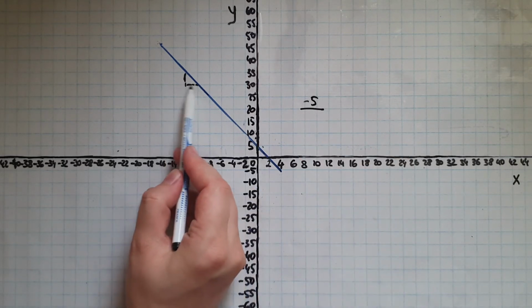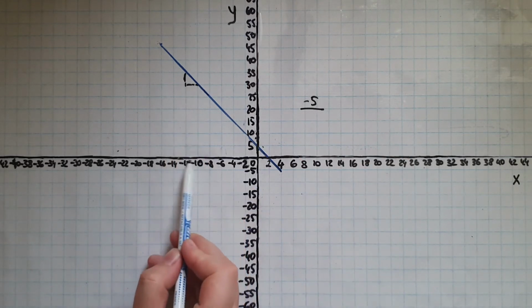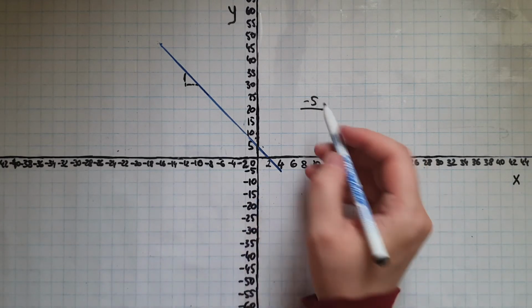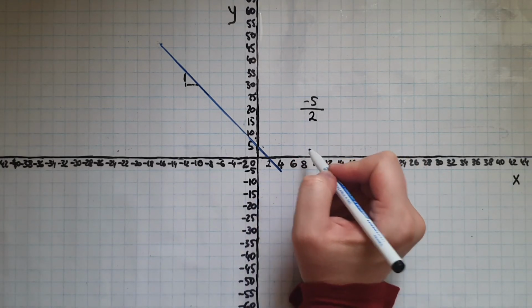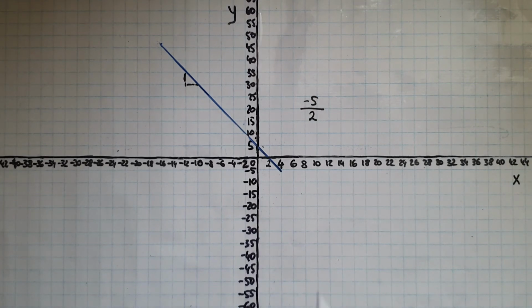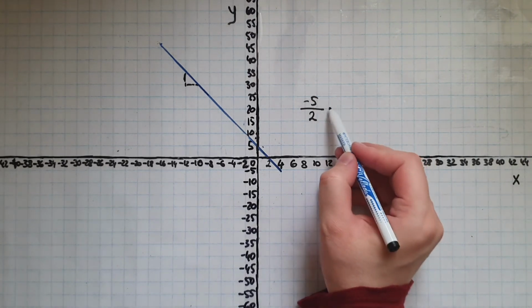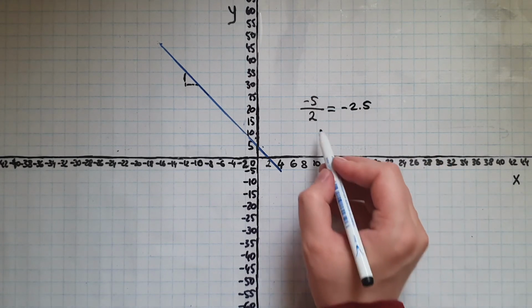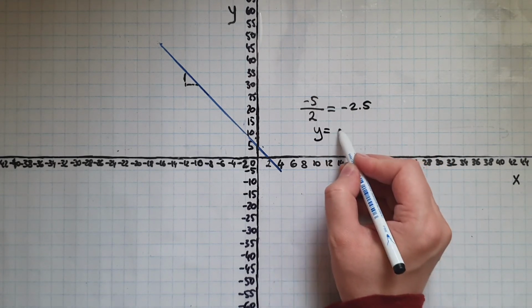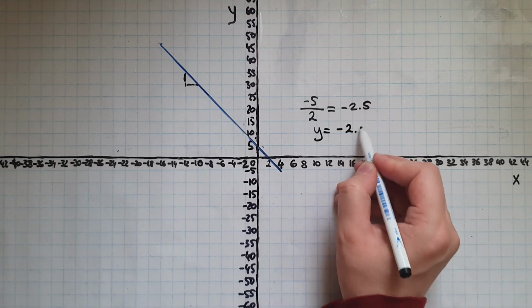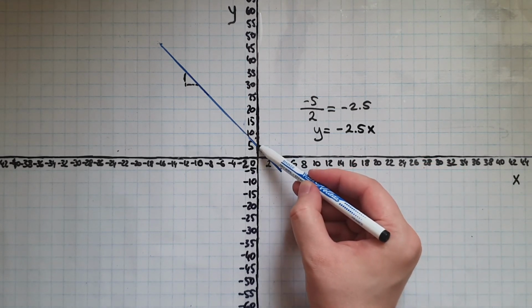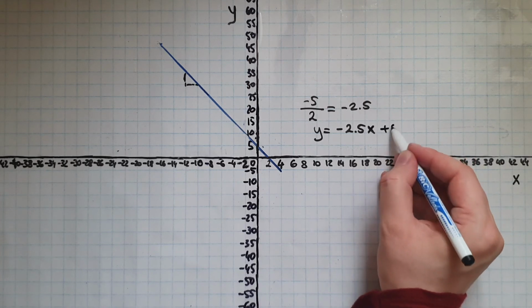over, there is 2 units here. So from -12 is going to -10. So that's going to be -2.5 as the gradient. So y is equal to -2.5x, and the y-intercept is 5, so plus 5 here.